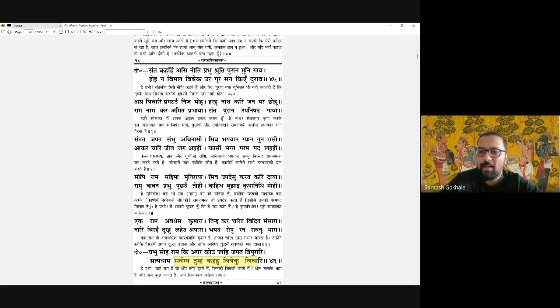Namakara Amita Prabhava. I have heard and I know for sure myself that the potency of the Ram Nam is intense. Santa, the saints, the Puranas and the Upanishads have sung this glory.